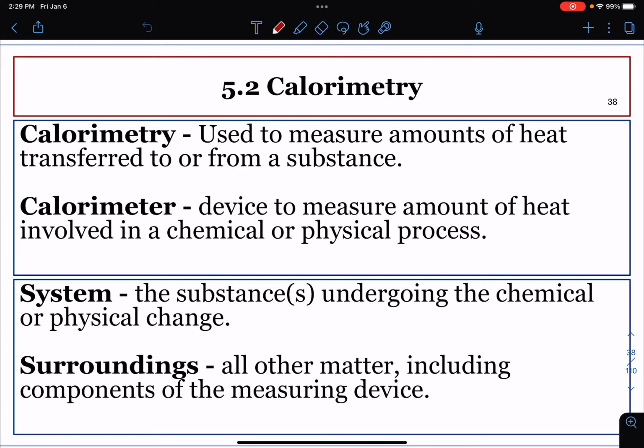The system is the substance that is undergoing the chemical reaction or the physical change. The system is usually the focus of the whole process. The surroundings is the substance that is surrounding the system. Technically, the entire rest of the universe that is not the system is considered the surroundings.